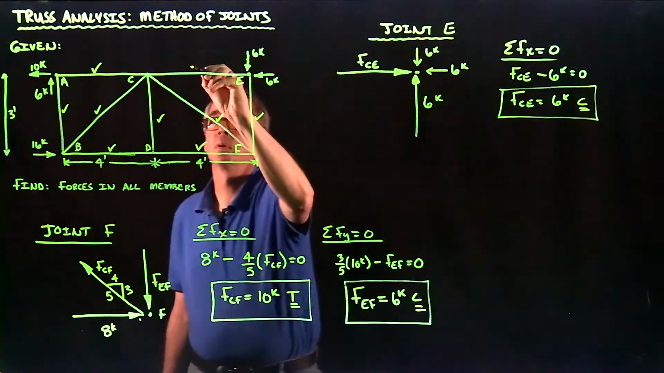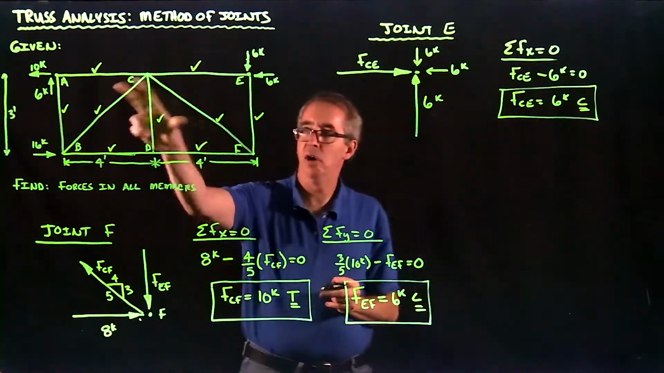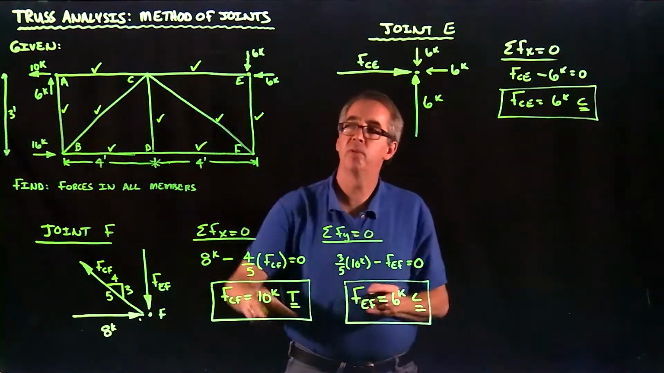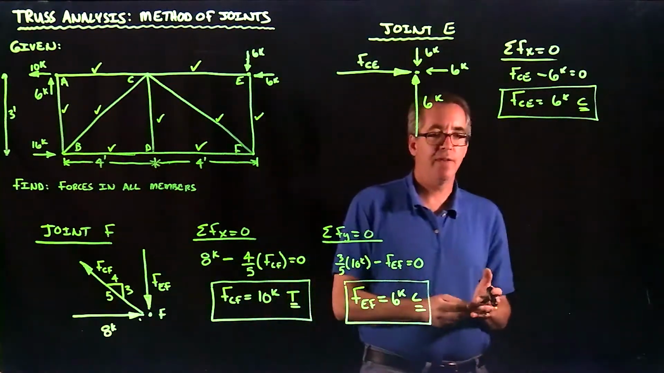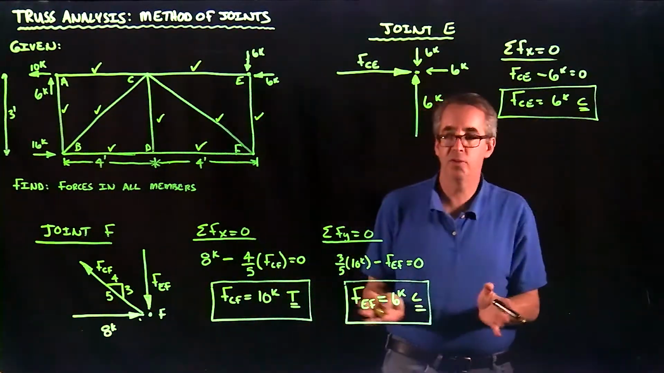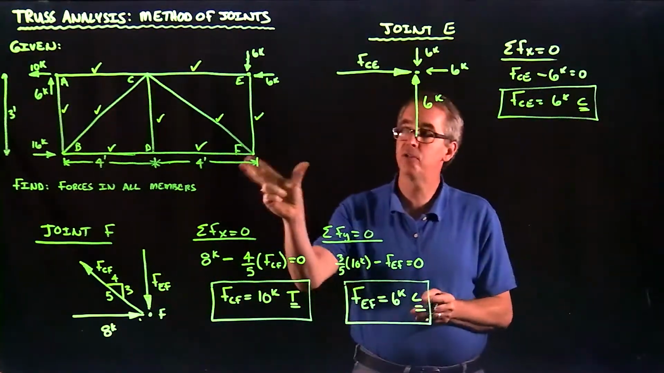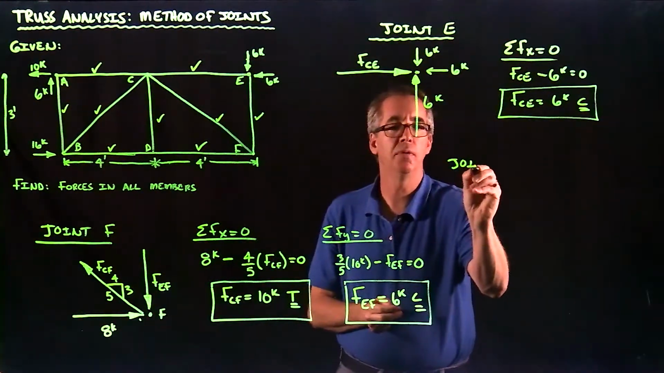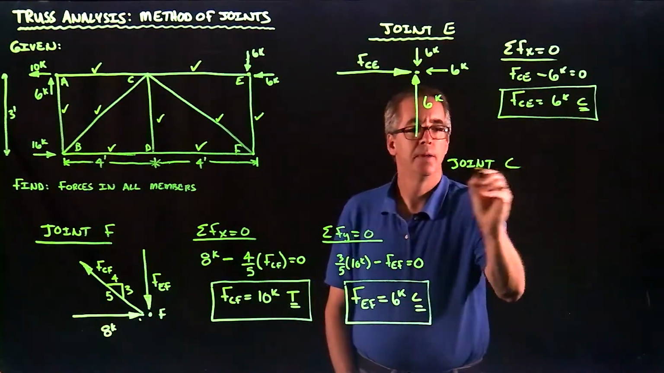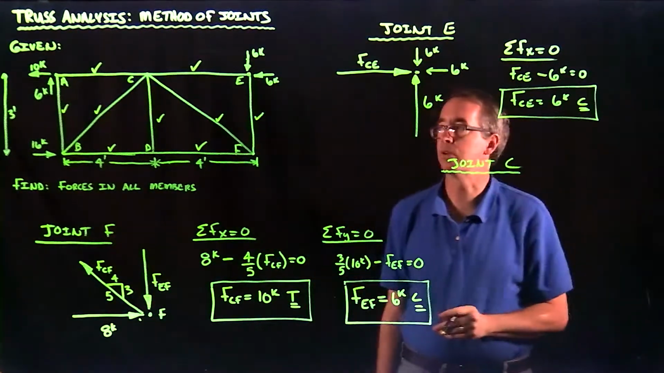All right. So if you look at the problem so far, we've actually solved all 9 members without ever looking at joint C. Now, if you have time, if you're not in a test situation, for example, it is a good idea to look at joint C to see if everything balances out. So I'll go ahead and just take a minute and do that, just to make sure that my math throughout this video was correct.